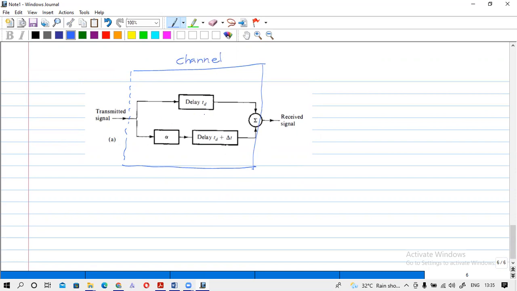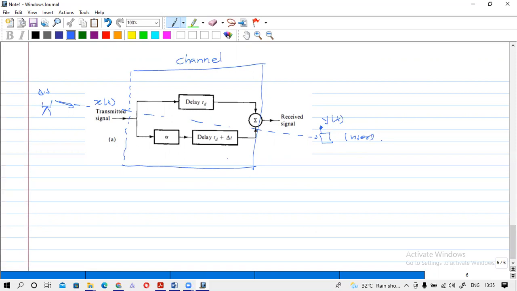So that channel has two paths. If you transmit the signal, let's say it is x(t), and here you will receive the signal, let's say it is y(t). So what is y(t)? Here the signal comes through this channel to the user. This is the base station and this is the user.